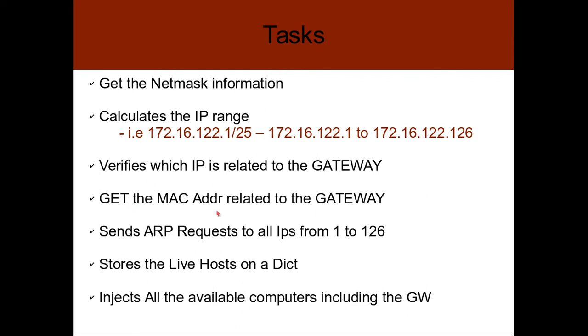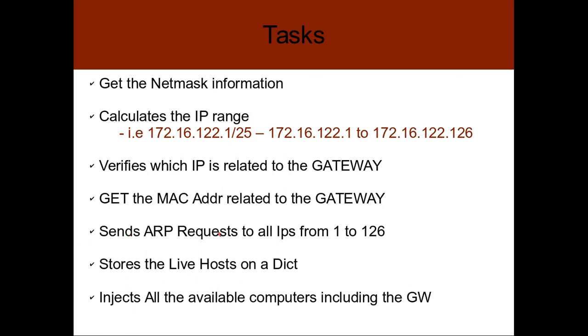So the program will get the MAC address related to the gateway after having the IP address of the gateway. So even if the gateway was 122.100 or 200, basically it is capable of getting the MAC address related to the gateway, okay, based on the IP, of course.